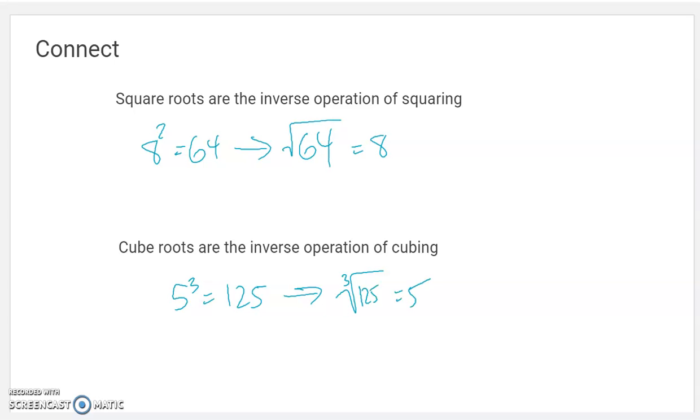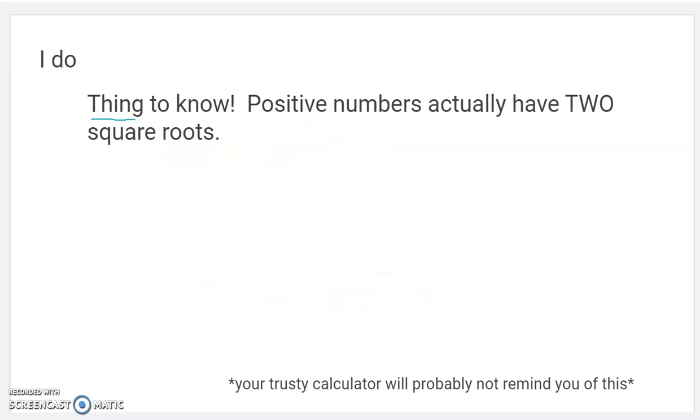So, a couple of things to know. First, I've briefly mentioned this in class a couple times, but positive numbers actually have 2 square roots. And I want to make sure we know that. So if I asked you for the square root of, I'll just pick an easy number, like 25, you're like, oh, that's 5. 5 times 5 is 25. And it is. That's right. I'm not trying to say anything different about that.